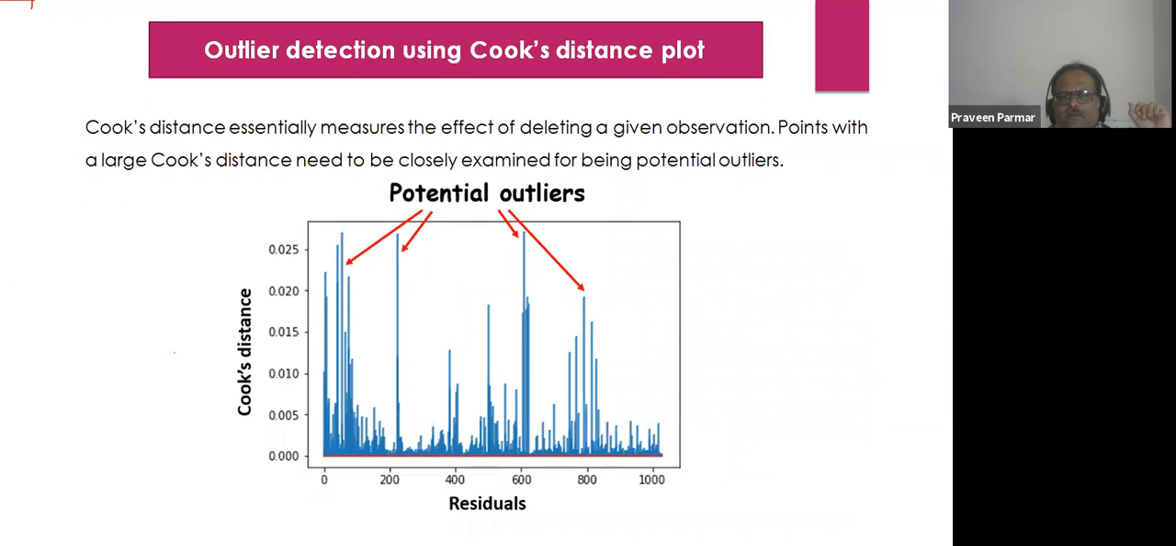And these are the Cook's distance and outlier detection. Cook's distance essentially measures the effect of deleting a given observation. Points with a large Cook's distance need to be closely examined as potential outliers. These are the residuals and the Cook's distance, and we have a different formula for that.